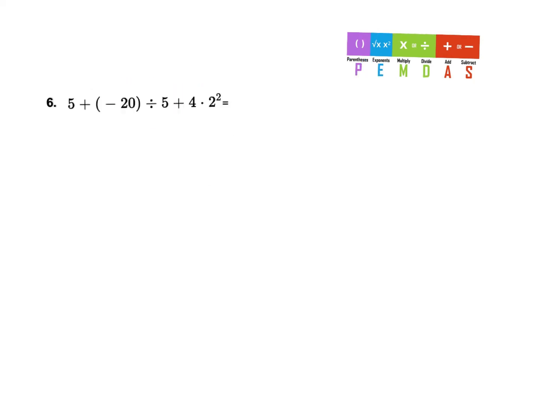All right, number 6, we have 5 plus negative 20 divided by 5 plus 4 times 2 to the second power. So no grouping symbols. Now we do have an exponent here, and so 2 to the second power means 2 times 2, which is going to give us 4. So I'm just going to rewrite everything here. All right, so now we've got our exponents.